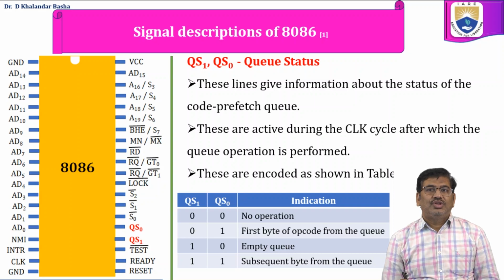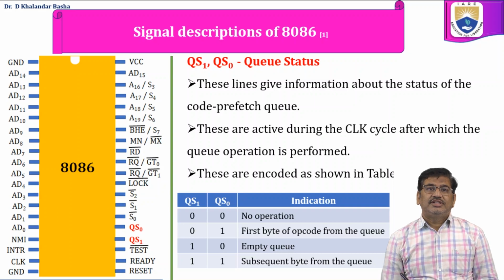The QS1, QS0 encodings are shown in the table. When QS1, QS0 is 00, it indicates there is no operation on the queue. When QS1, QS0 is 01, it indicates the first byte of the opcode is being accessed from the queue. When QS1, QS0 is 10, it indicates the queue is empty. When QS1, QS0 is 11, it indicates the processor is accessing a subsequent byte from the queue for an instruction.